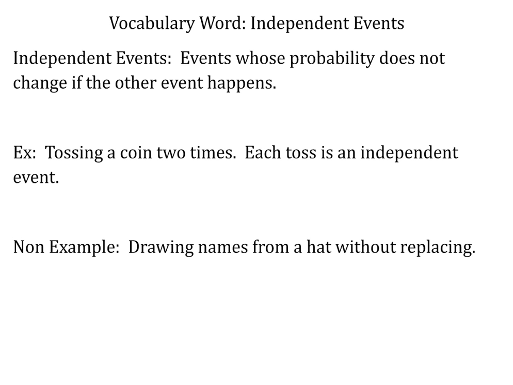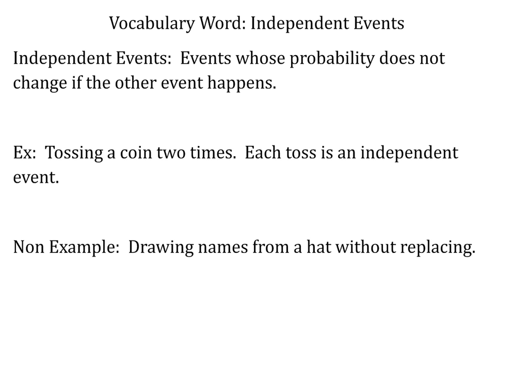So, an example of independent events: tossing a coin 2 times. Since you can get heads or tails in the second toss just like the first, the probability didn't change at all. So each toss is an independent event.